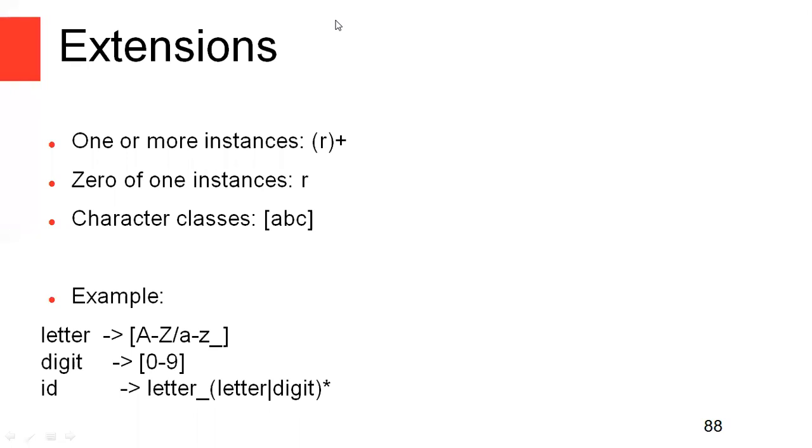Okay, so this is the extension for the given one. One or more instances that are present in R, where R is the regular expression, we use the notation R plus. Zero or one instances we use R and question mark, R question mark, and character classes like ABC.